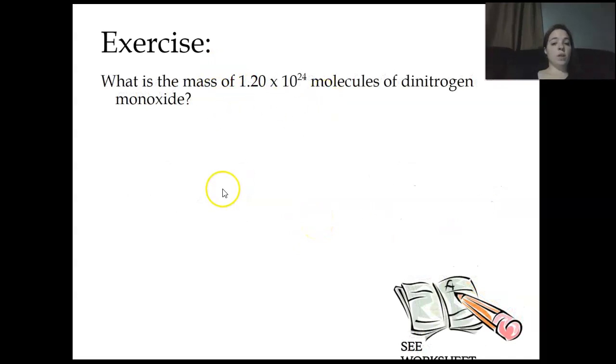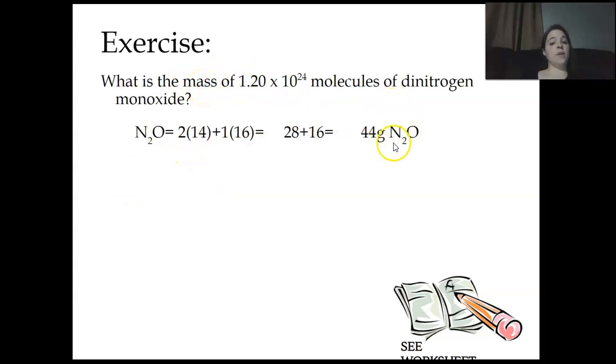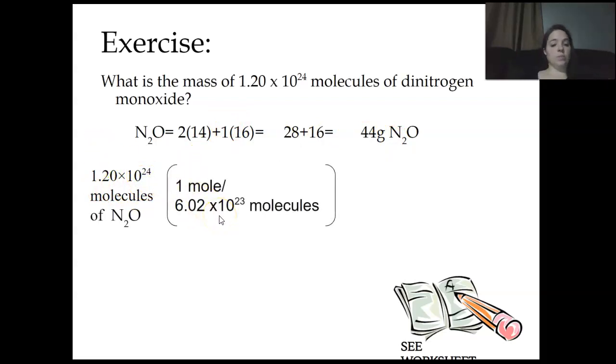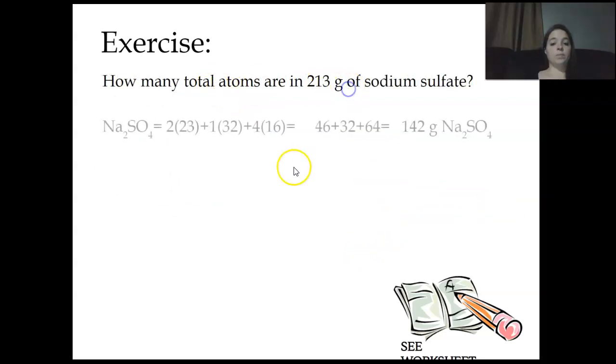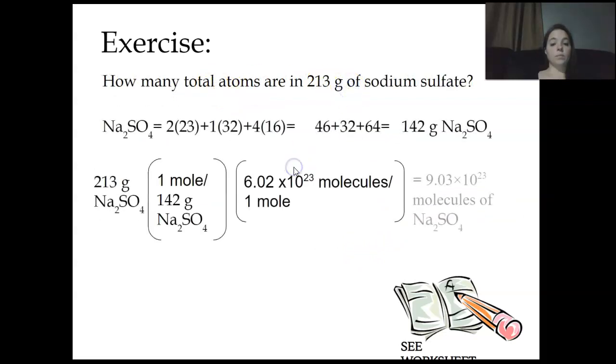Okay, mass from molecules. Because I'm doing mass, gram formula mass, figure out it's 44 grams. 12 times 10 to the 23rd divided by 6.02. That's about 2. Half of 44 should give you, or half of this, it's 2 times 44, 88. Okay, going from atoms, you should get this as your answer.